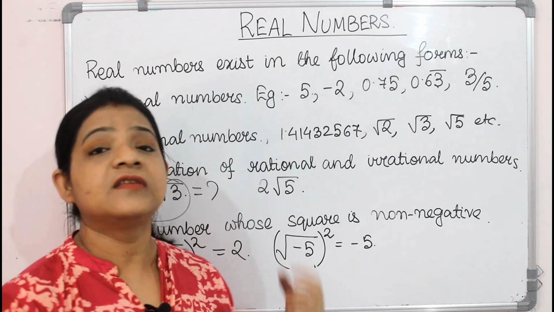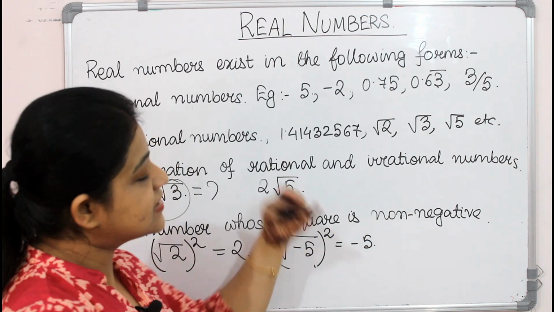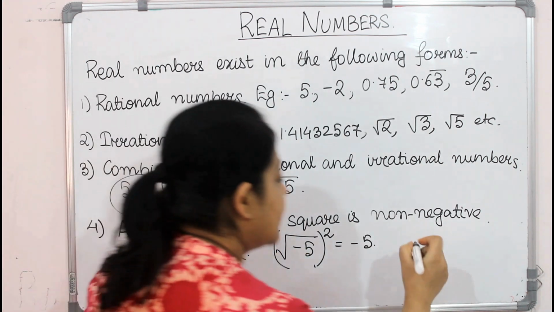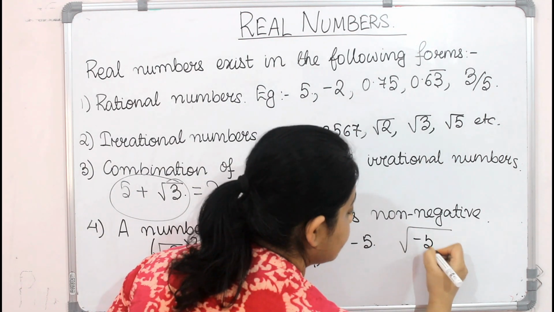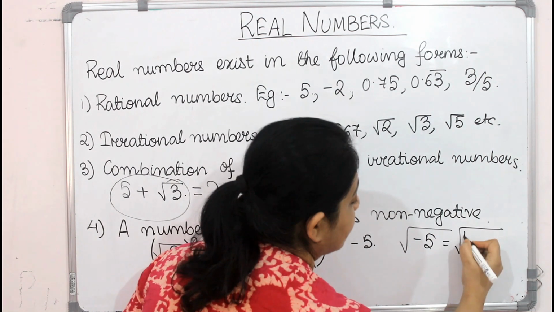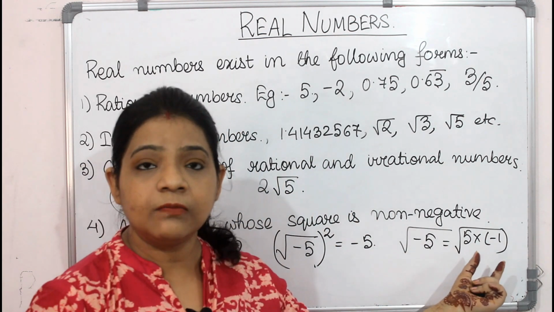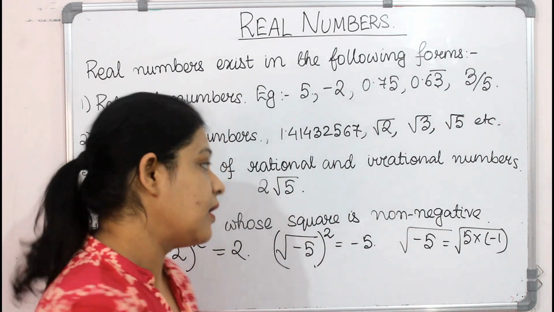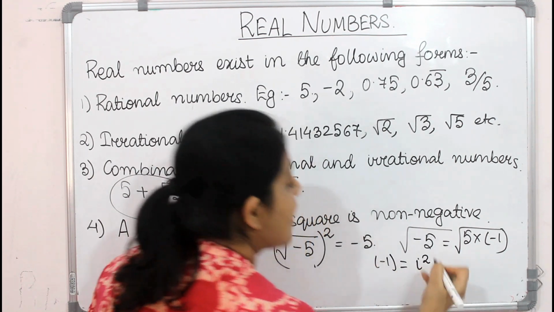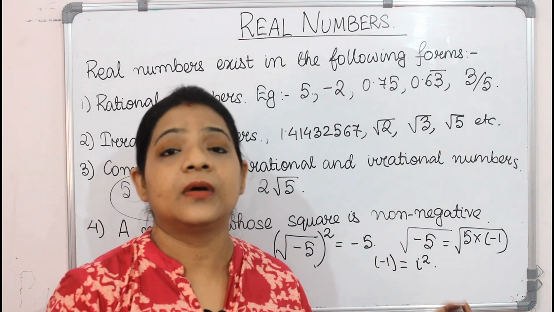So these numbers are not identified as real numbers, because you will study this in higher classes, but still I will explain it. Root over minus 5, I can write as root of 5 into minus 1. Yes, you agree with me? Now minus 1, you can write as i square.